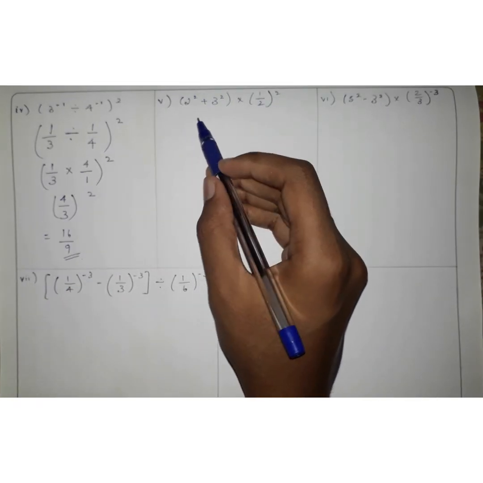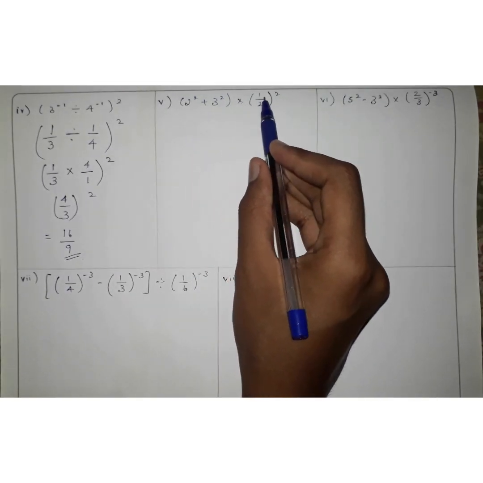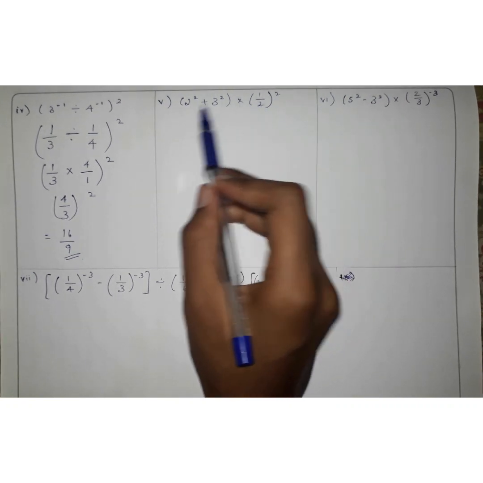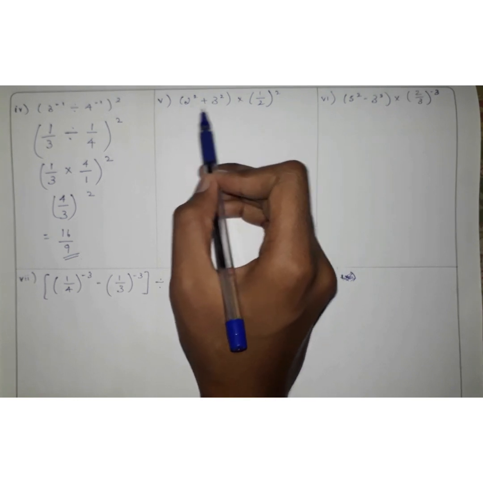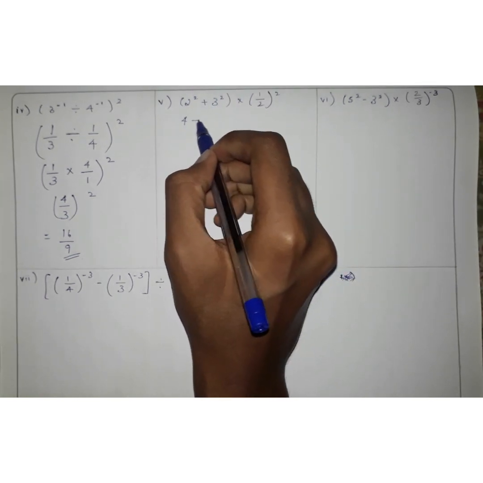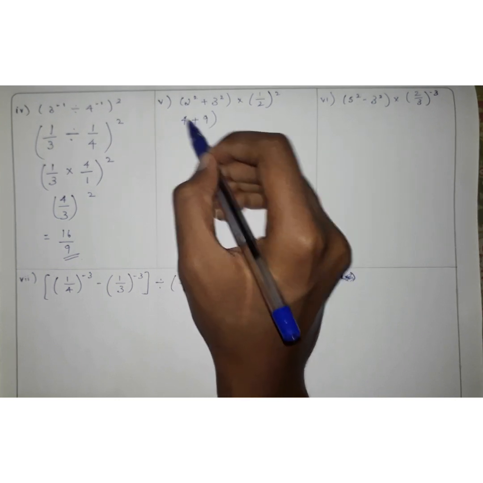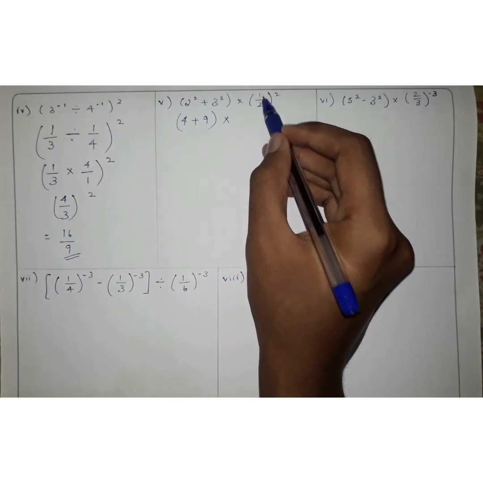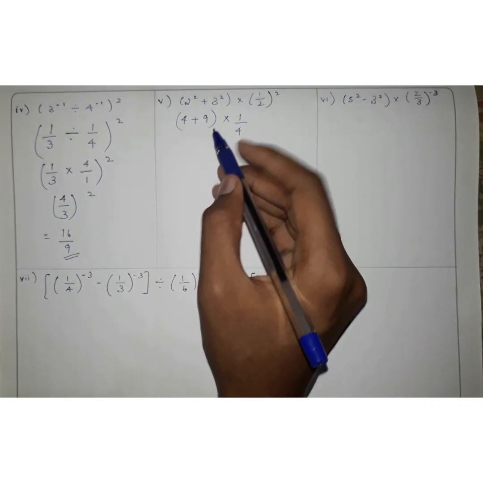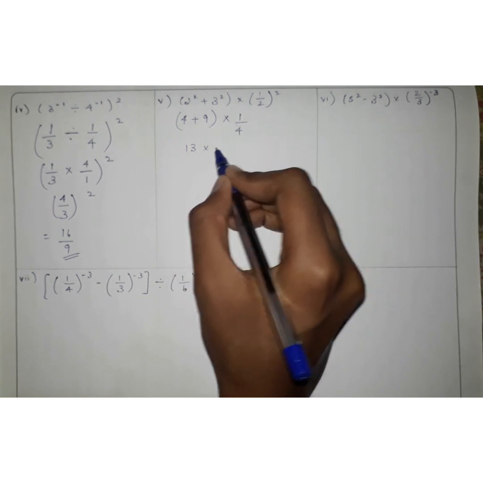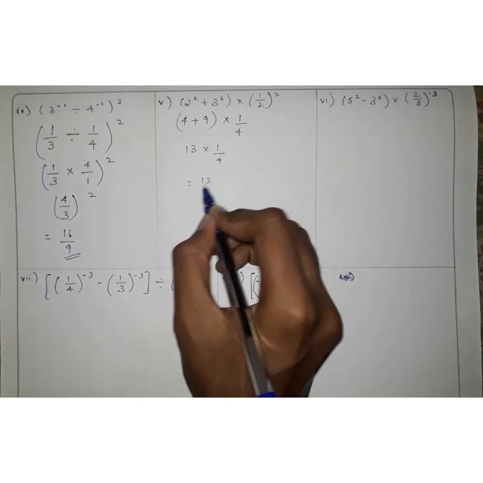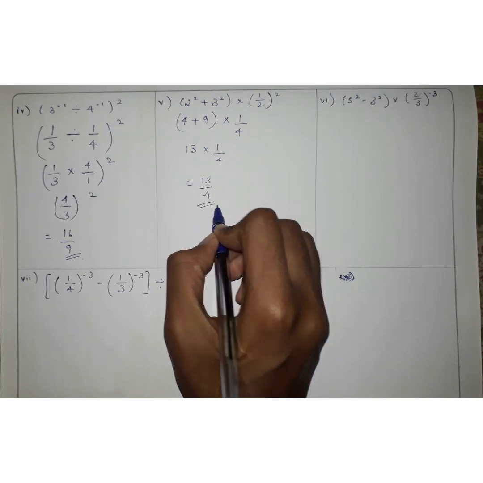Next question. 2 square plus 3 square into 1 by 2 the whole square. Here we can't use any formula. So what we'll do is we'll try to solve the terms which are inside the bracket. That is 2 square is nothing but 4 plus 3 square is nothing but 9. Let it be as it is into 1 by 2 square, which is nothing but 1 by 4. Now if I add this, I'll get 13 into 1 by 4 as it is. So my answer is 13 into 1 is 13 by 4. This is my answer.